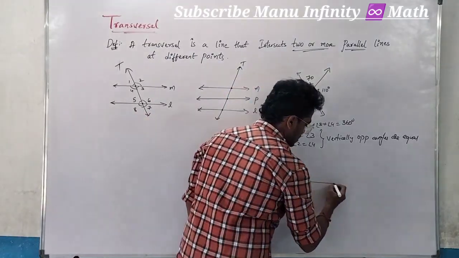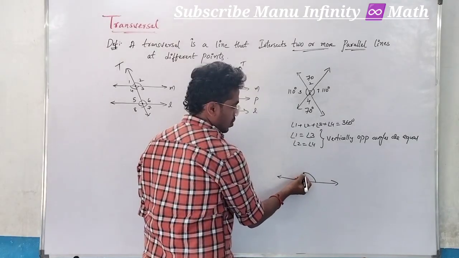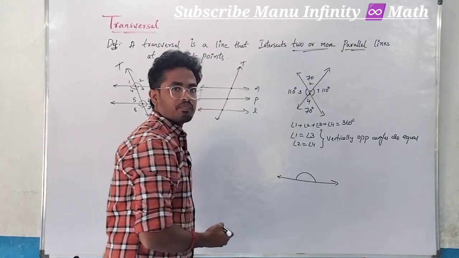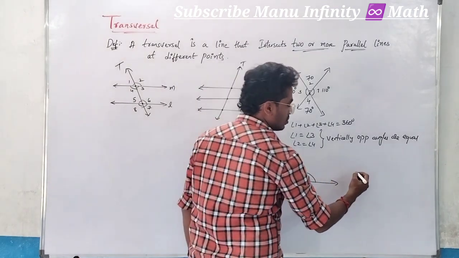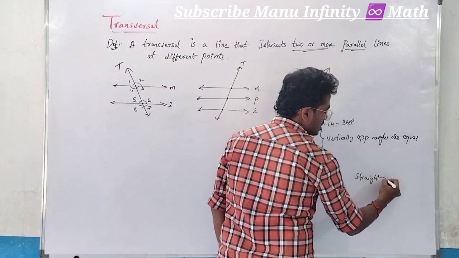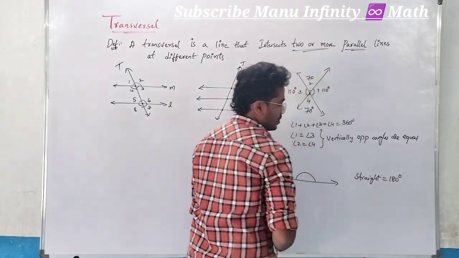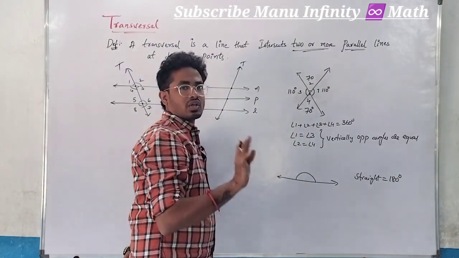You know straight angle, right? So this total is a straight angle, right? So what do we call this total? Straight angle. So how much is a straight angle for us? Straight angle is equal to how much? Straight angle is equal to 180 degrees. You know this concept. If the angle is 180 degrees, then you can call it a straight angle.